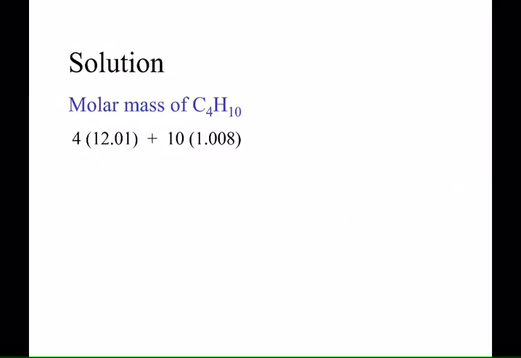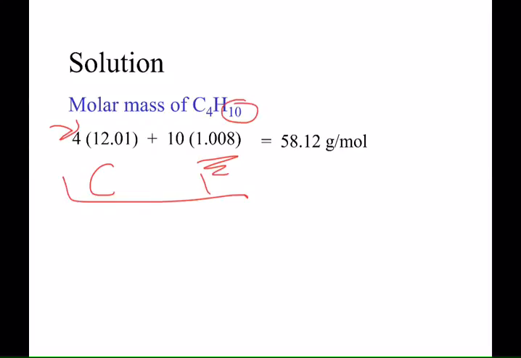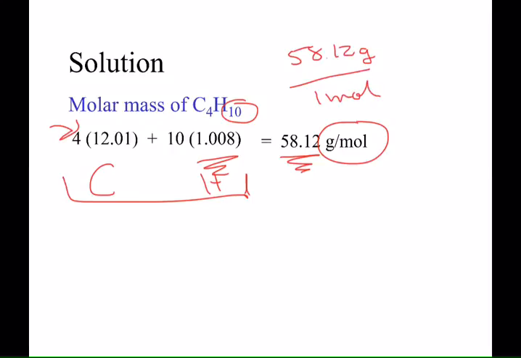So for carbon, the decimal number is 12.01, and there are 4 of them. The decimal number for hydrogen is 1.08, and there are 10 of them. So that's how this came about. Rounding to 2 decimals, we get 58.12, and the units of molar mass are grams per mole. Again, I would probably write it like this, 58.12 grams per 1 mole, and then I would use it like that or flip it as I needed to.